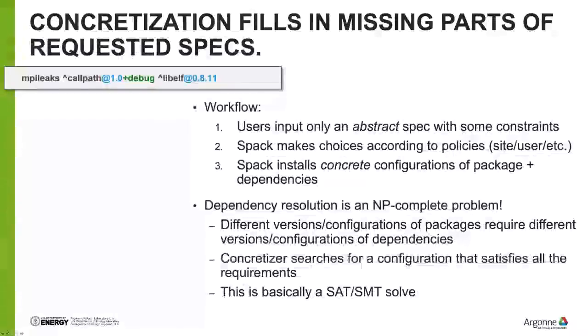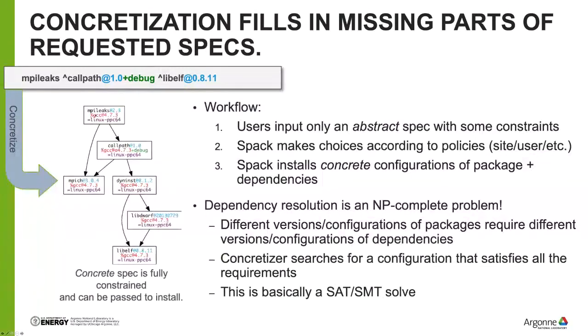So this process of fleshing out the rest of the spec based on what you tell Spack to build, for example, we're telling it MPI leaks with this particular call path, with this particular option, and to use this particular dependency for libelf. There's this component of Spack called the concretizer, which actually fleshes all these out in terms of exactly what compiler, exactly what options are being specified, et cetera, et cetera. And this is what actually gets built by Spack during its install process. So you have a fully concretized spec. And this is what gets installed.